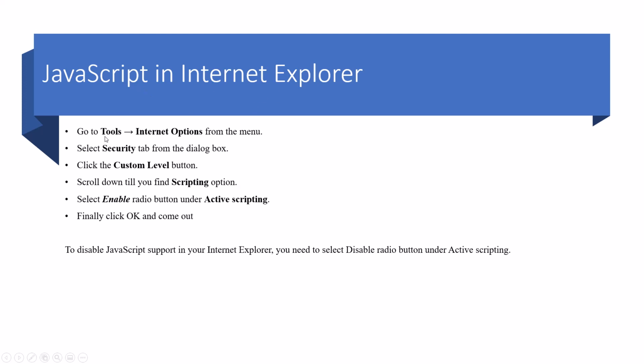For Internet Explorer, we can go to Tools, Internet Options, then Security. There is a Custom Level option where you can find the scripting option. You can just enable that option button under Active Scripting.